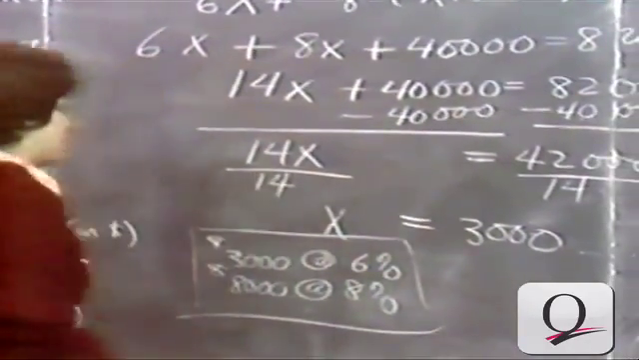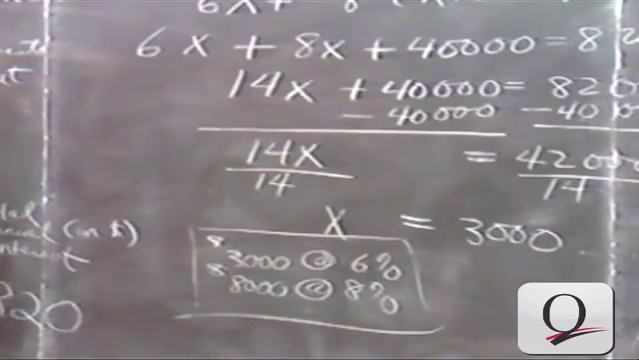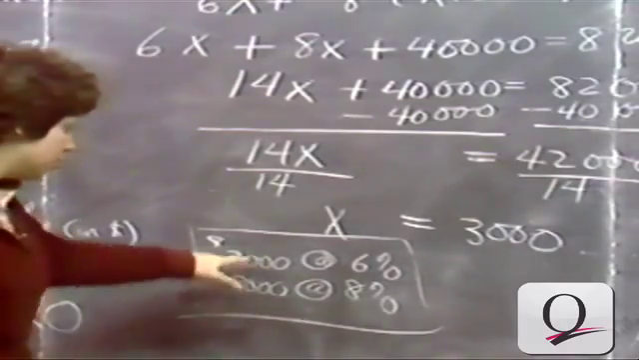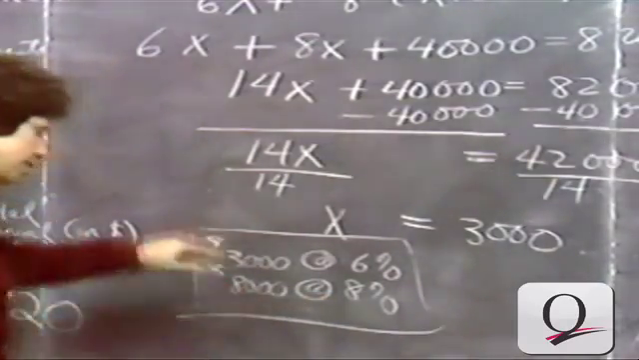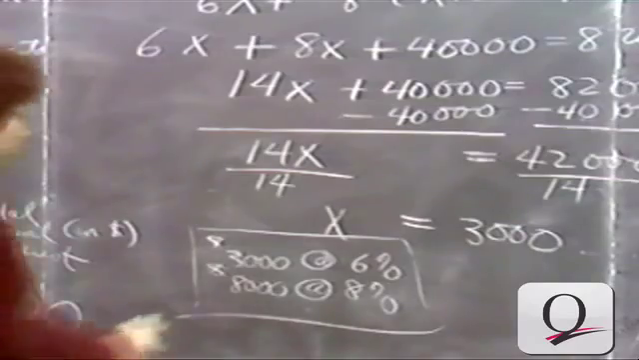Now we want to check our answer in the words of the problem. Okay, the question was how much was invested at each rate. We have found that. Now let's check it. She has $5,000 more invested at the 8% than at the 6%.